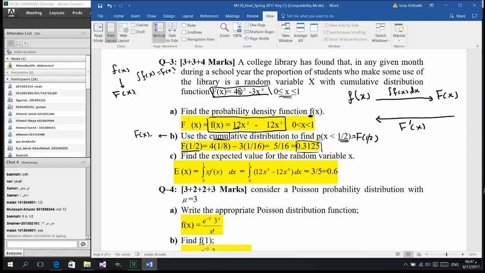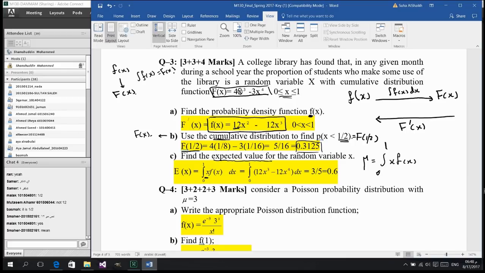Find me the expected value now. What does expected value mean? They want the mu. The mu is nothing but the integration of x times f(x), and it is integration from 0 to 1. X is a variable here. f(x) is the thing that I found in part A, the one highlighted in the rectangle here.